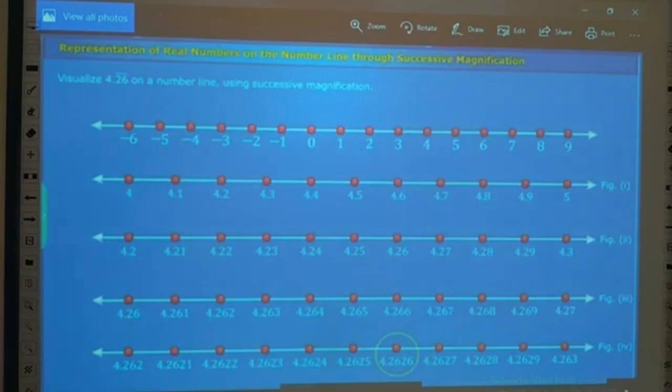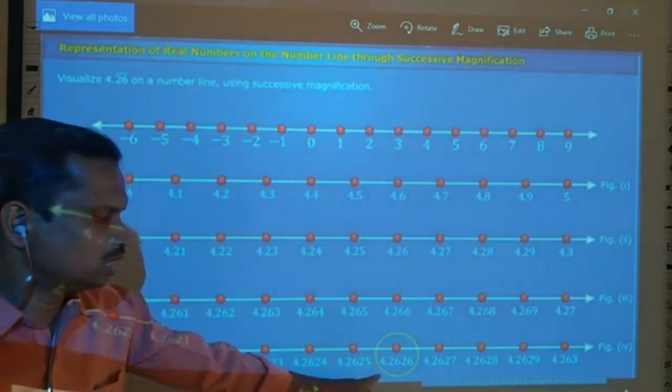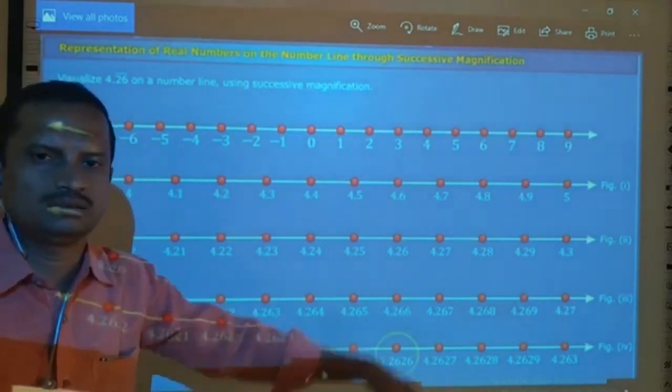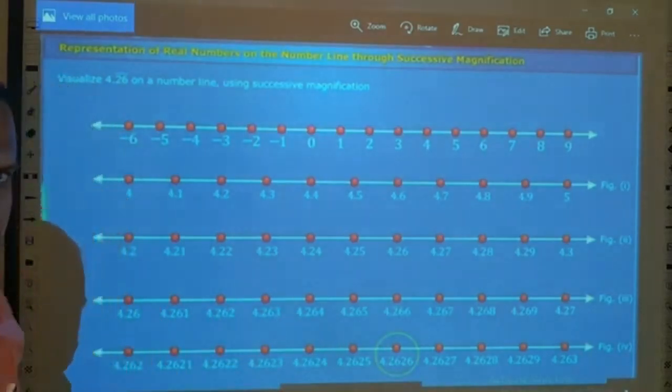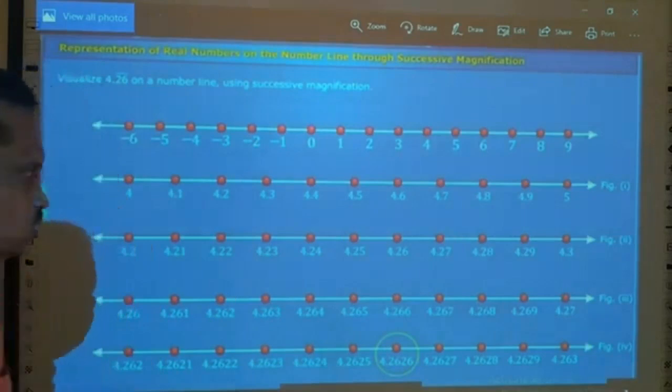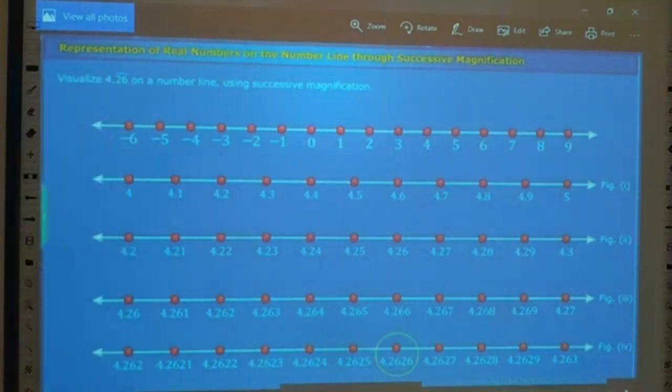And now how to represent this on a number line? By using the successive magnification. So first of all you take the number line from negative integer to positive integer, and now you look at the figure 1. Here, 4.262626, up to 4 decimal places only you can try. Okay, 4 point, the rounded number 4.2626, like that we can try to visualize up to 4 decimal places. So 4.26 means we have to magnify 4 and 5. Between 4 and 5 we have to magnify. So you see here 4, 4.1, 4.2 and so on 4.9 up to 5.